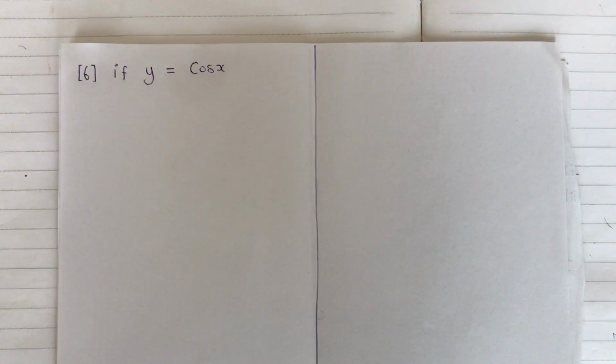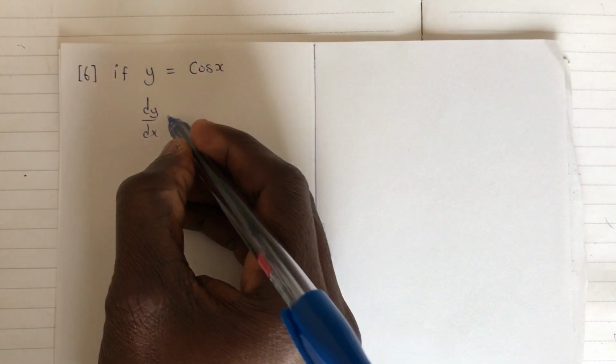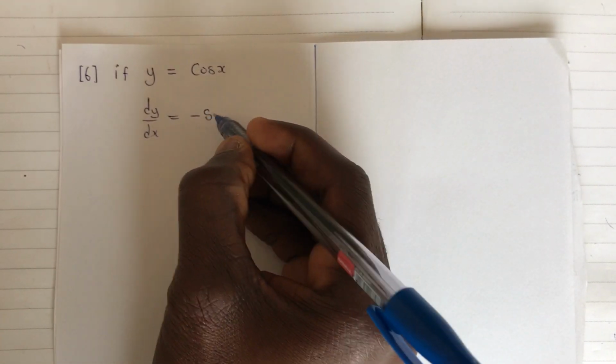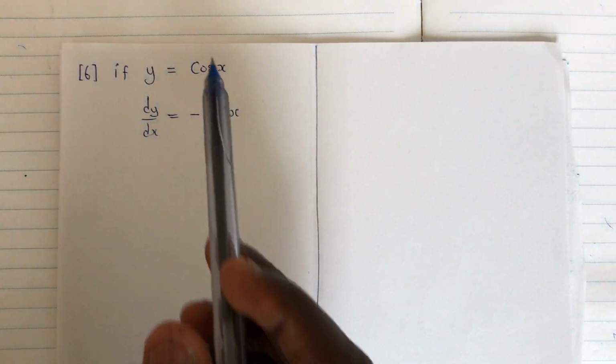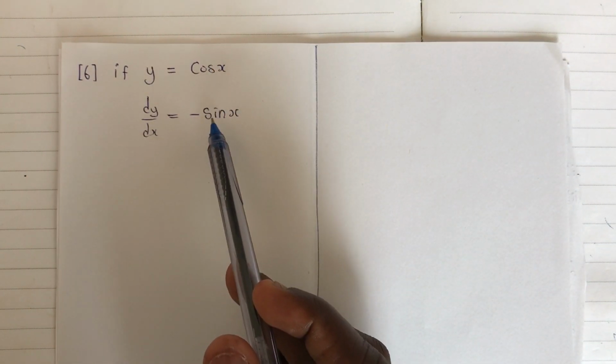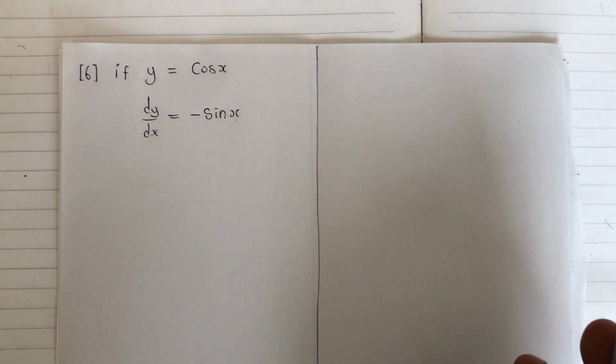Now when we have y equal to cos x, the differential of a cos function, what will you get? So we have dy/dx equals minus sine x. Remember, the differential of cos will give you minus sine. The differential of sine, which we already did, will give you what? Cos x.